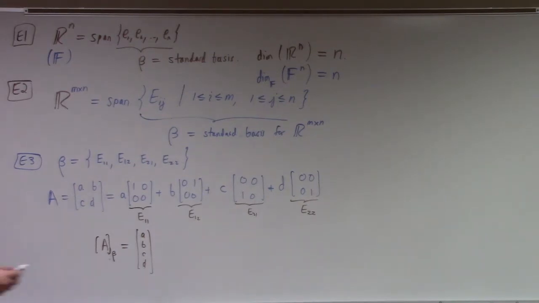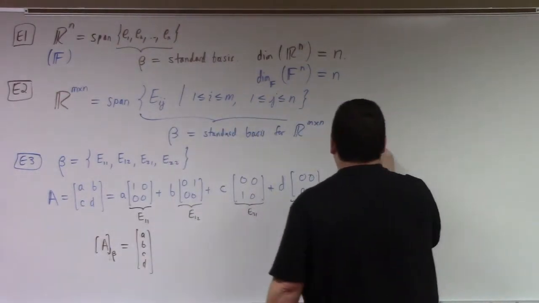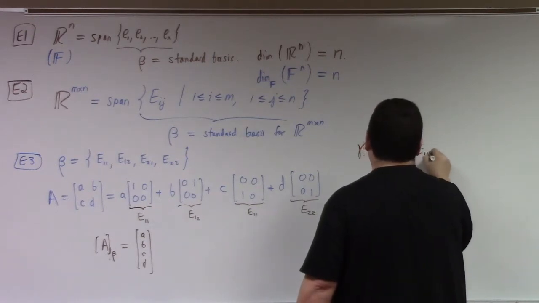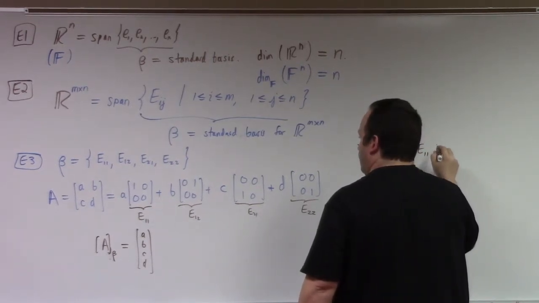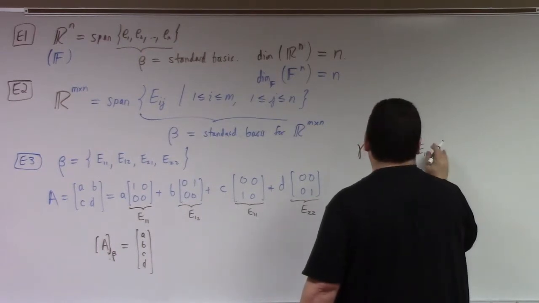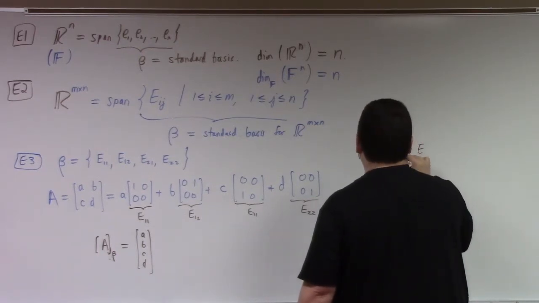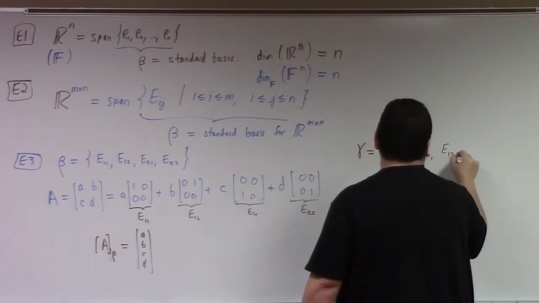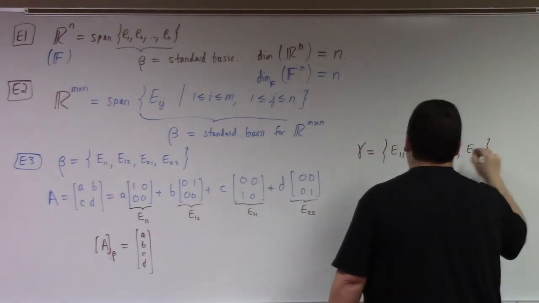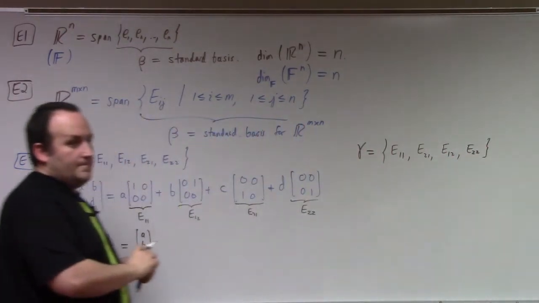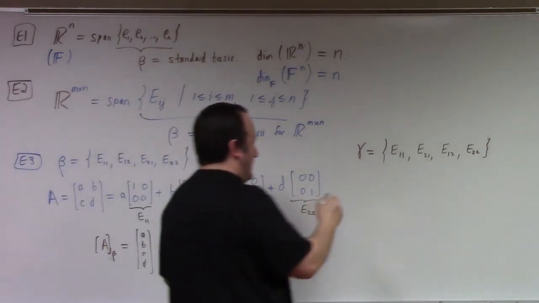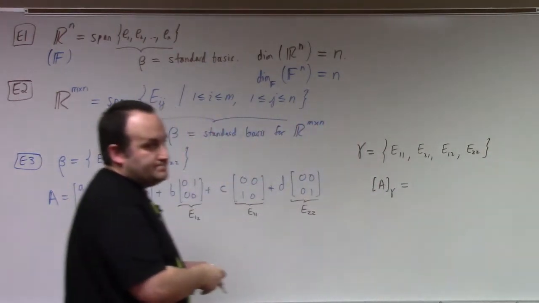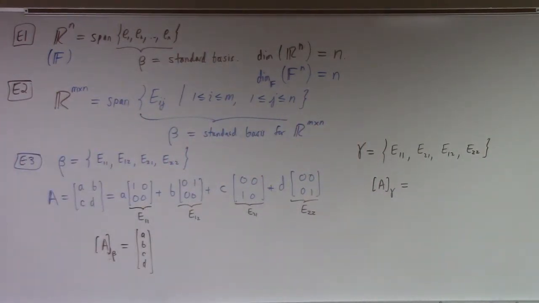Now, same matrix, if I took the basis gamma to be, say, tell you what, I'll do it in an orderly way. I could do E11, E21, E12, E22. This is a basis some people might use, right? With respect to that basis, what's the coordinate vector of A with respect to the gamma basis? The ordering matters, you see.